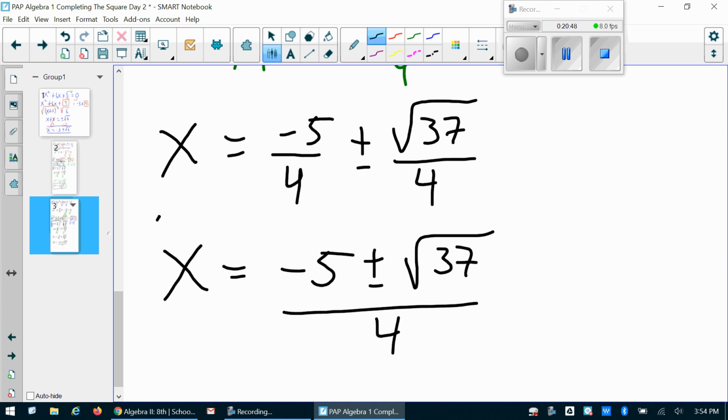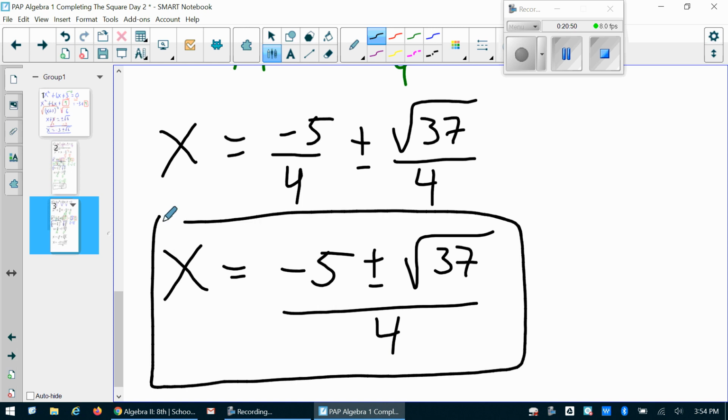Right. And you're starting to see, I hope, that some of our answers to these quadratic equations are not pretty. Okay. Last time we were getting nice whole numbers like x equals 3 and x equals 7. We're getting into this territory with these more complex problems where our answers are ugly.